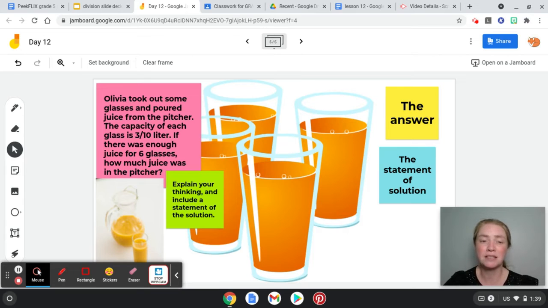In each of those 6 glasses, there was 3/10 of a liter. So we're doing something 6 times. I'm going to give you that big hint. Please pause the video, work out your problem on your own, and be ready to go over the answers with me in just a bit.